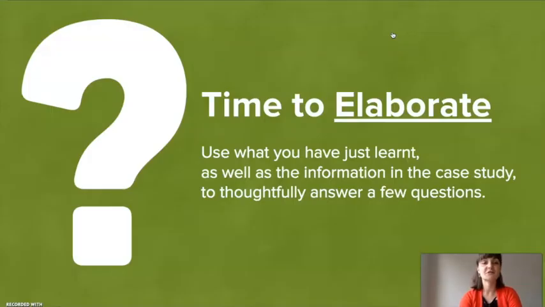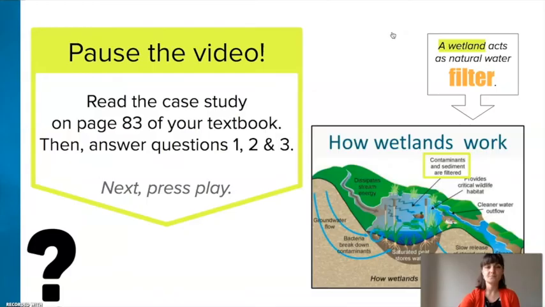So what I want you to do now is take what you've just learned. We're going to elaborate a little bit on what you've learned. Take what you've just learned, as well as the information in the case study that you're about to read, and then answer the questions. So, you are going to pause the video. You're going to read the case study on page 83 of your textbook, and then answer questions 1, 2, and 3 about how a wetland acts as a natural filter.